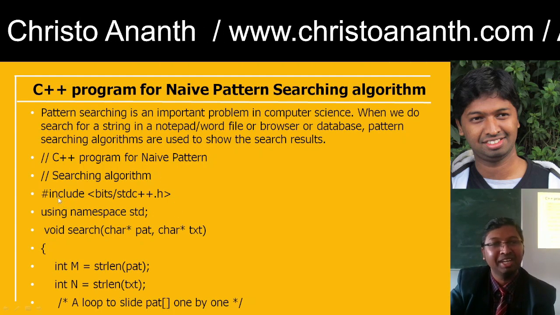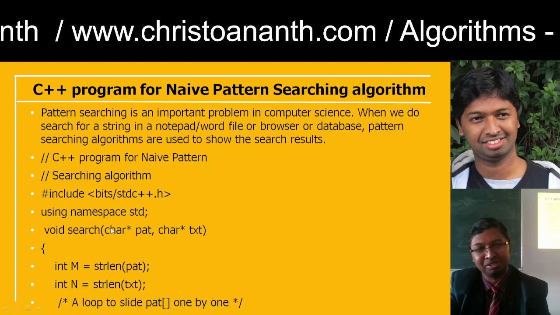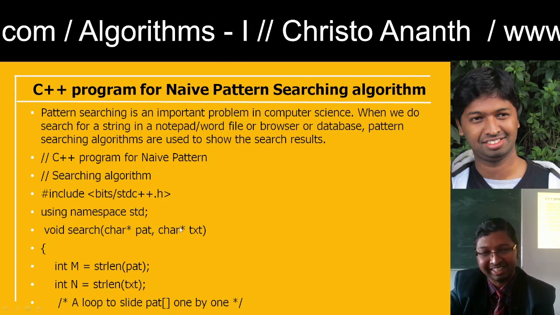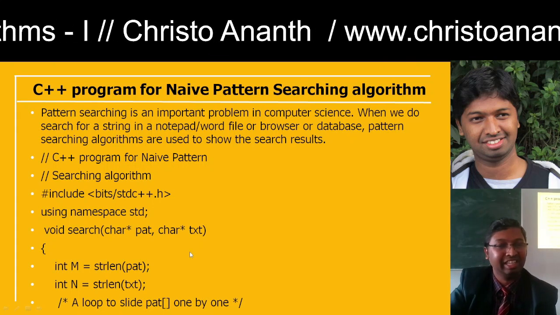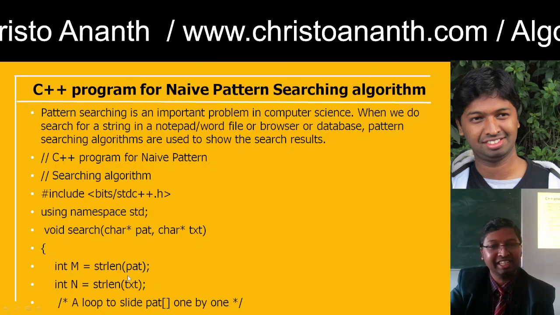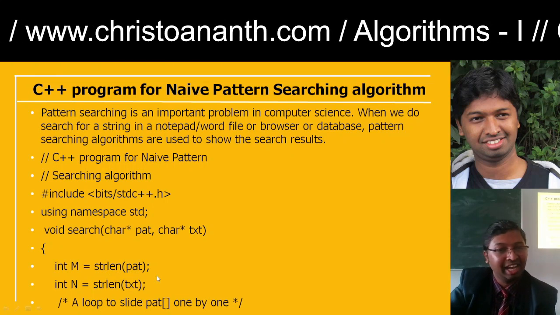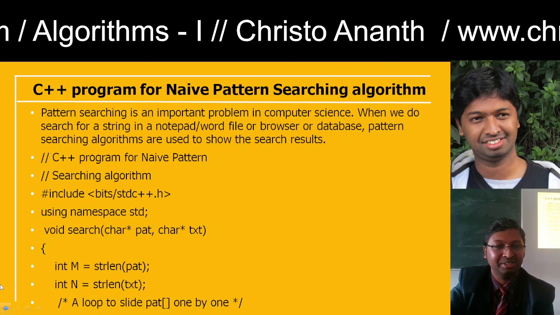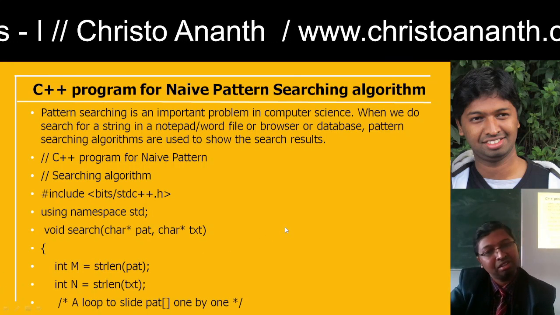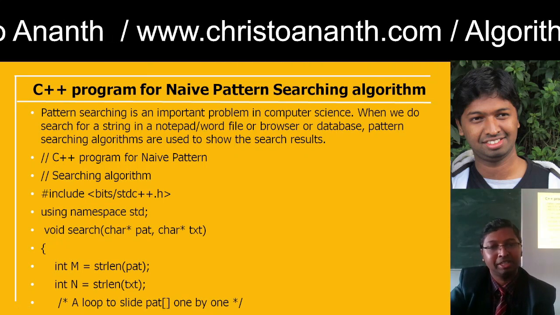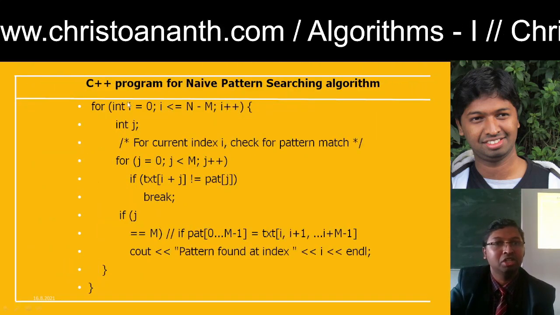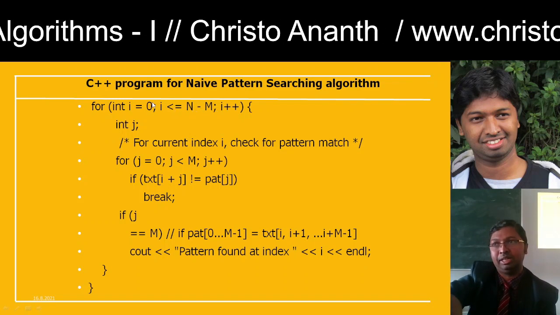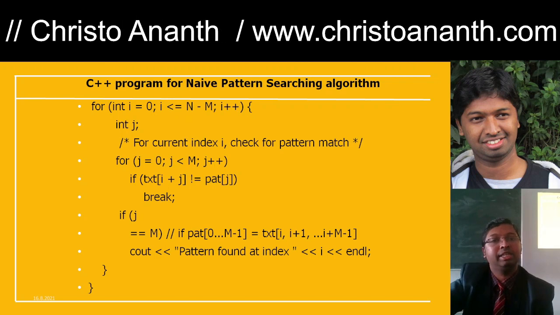Search algorithm: #include <bits/stdc++.h>, using namespace std, function void search, it takes character pattern and character text. You assign m to the string length of pattern and n to the string length of text. I told you once again, text is greater than pattern, or maybe the pattern falls inside the text. So you have a loop for sliding this pattern one by one: for int i equal to 0, i less than or equal to n minus m, because m falls inside n, and then i plus plus.